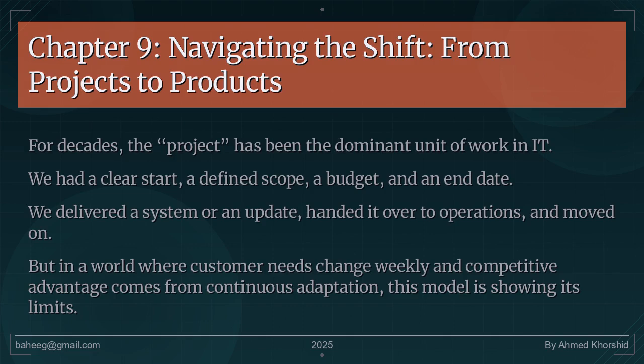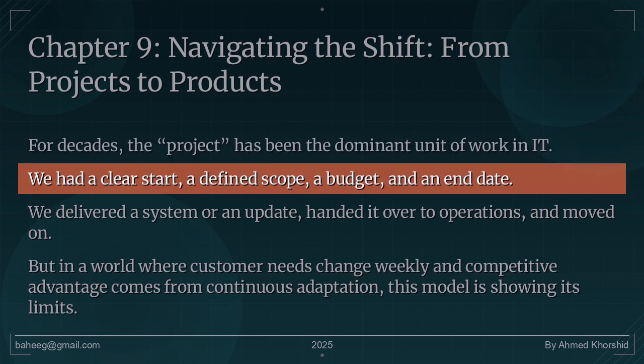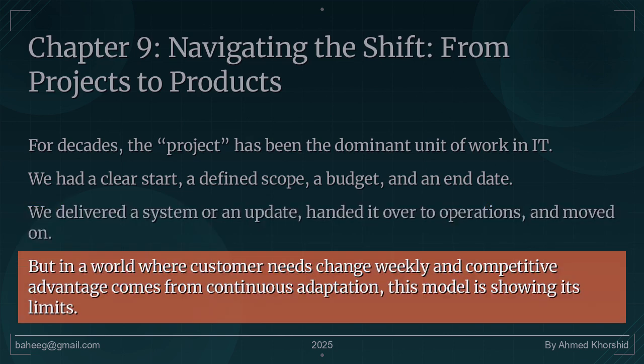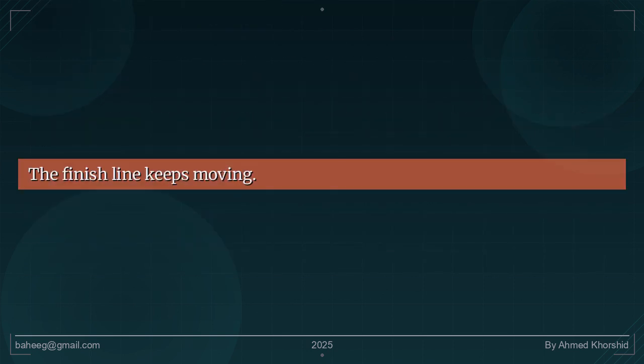Chapter 9, Navigating the Shift, from Projects to Products. For decades, the project has been the dominant unit of work in IT. We had a clear start, a defined scope, a budget, and an end date. We delivered a system or an update, handed it over to operations, and moved on. But in a world where customer needs change weekly and competitive advantage comes from continuous adaptation, this model is showing its limits. The finish line keeps moving.